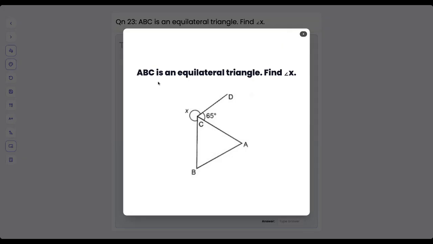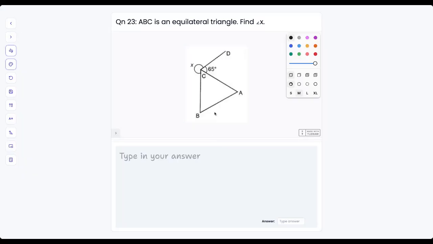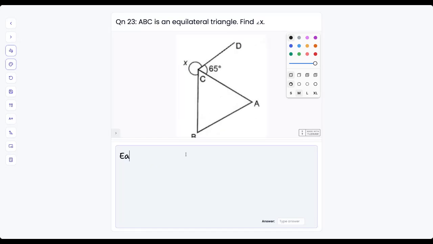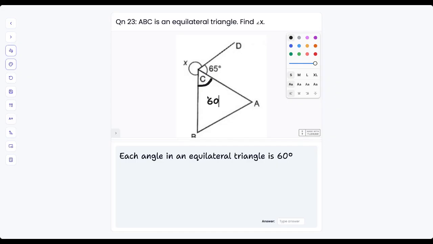Question number 23. ABC is an equilateral triangle. Find angle X. So this is pretty straightforward. Each angle in an equilateral triangle is 60 degrees. That's what you see over here. So we're going to put here 60 degrees. Always write down your degrees so at least you understand. And then we're going to put here 60 degrees. So this is 60 degrees.